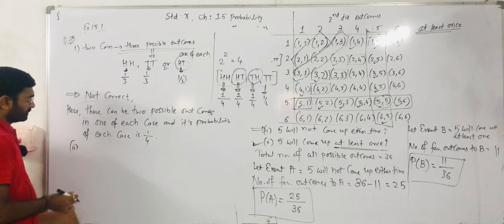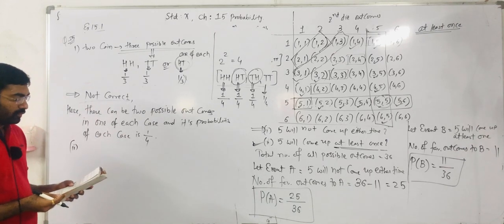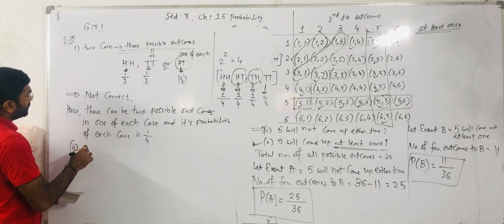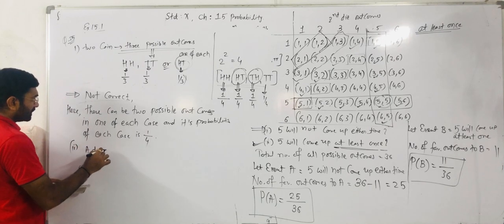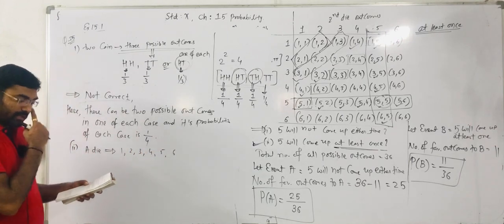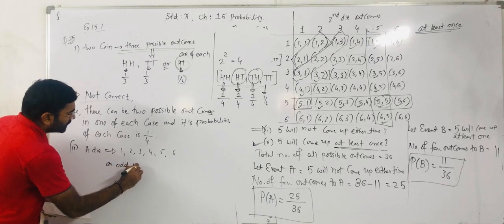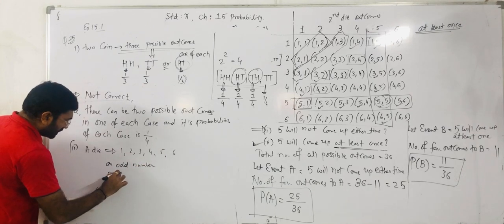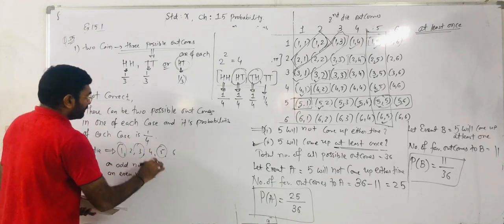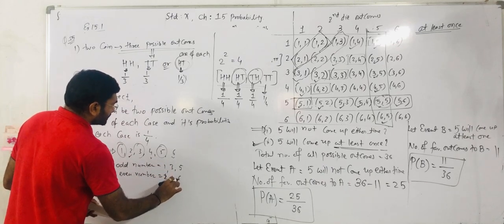Now in the second one, if a die is thrown, one die, there are two possible outcomes, an odd number or an even number, right? Whenever a die is thrown once, how many outcomes do you get? 6 outcomes. As per the question, they said two possible outcomes, which are an odd number and an even number. In the odd numbers, which numbers do we get? 1, 3 and 5. In the even numbers, which 3 numbers do we get? 2, 4 and 6. Right?